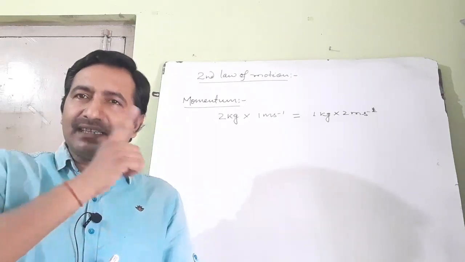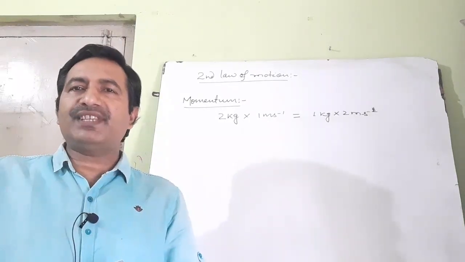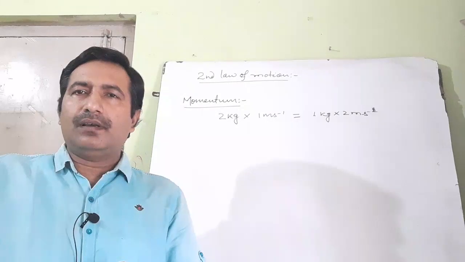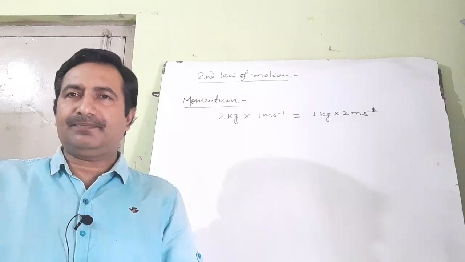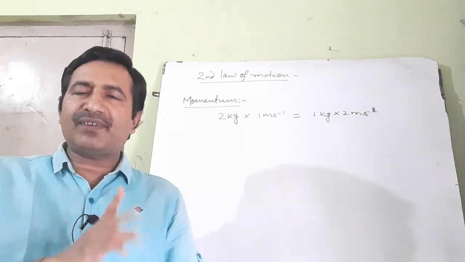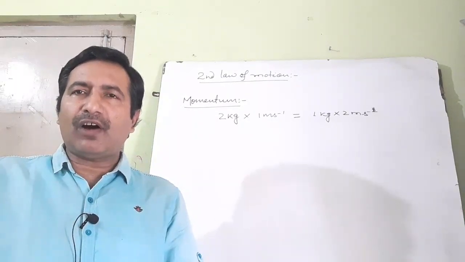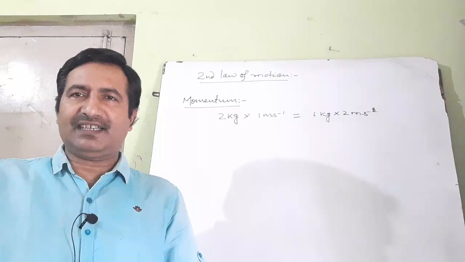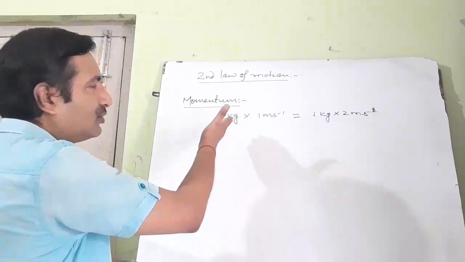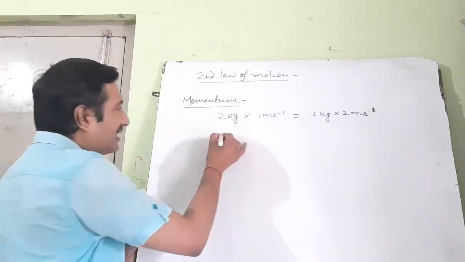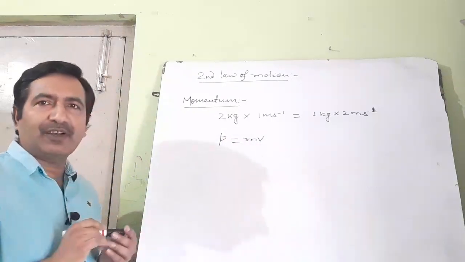Okay, so that quantity is momentum. Means momentum is the physical quantity which defines the effectiveness of motion of a particle. Got it? Momentum is a physical quantity which defines the effectiveness of the motion of a particle, and it is measured by the product of mass and velocity, whatever you just have seen. Means momentum is given by P is equal to mv, mass into velocity.